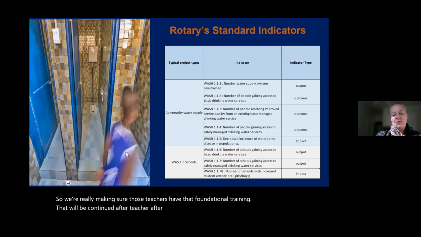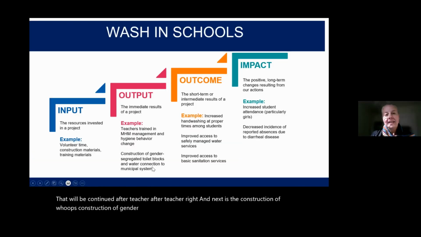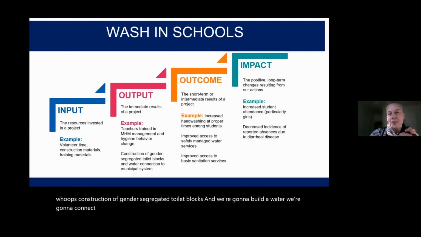And next is the construction of gender segregated toilet blocks. And we're going to connect the school to the municipal water system, okay? So those are our immediate outputs. This is what we can do right away and we can see.